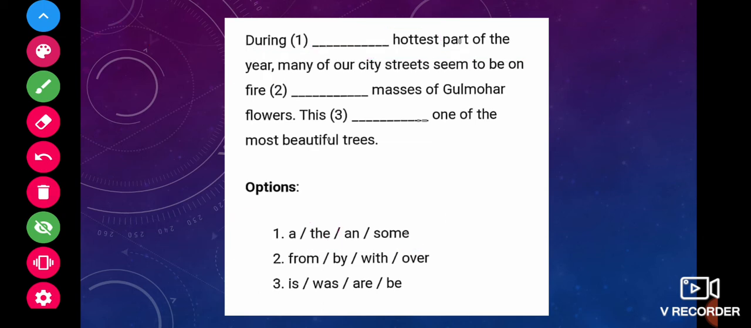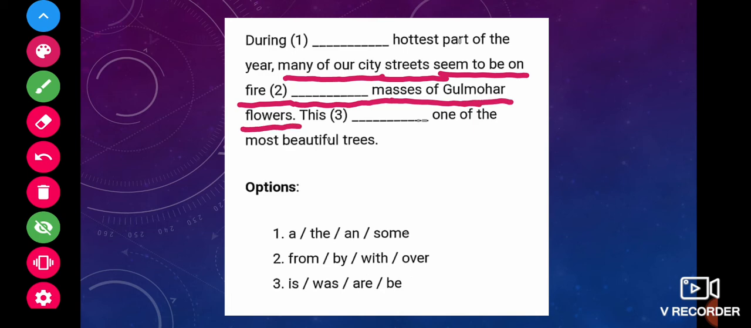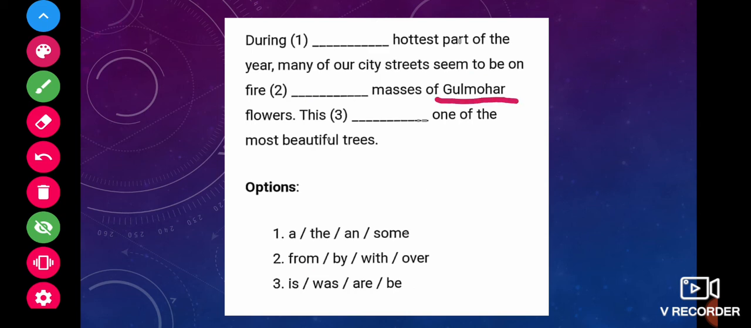Let us move ahead. "Many of our city streets seem to be on fire dash masses of gulmohar flowers." Now as we know, gulmohar flowers are orange in color, the color of fire. Because gulmohar flowers are spread all across the city, the streets look like they are on fire because of the gulmohar trees. So here these are the options: from, by, with, over. Because the city streets are spread with gulmohar flowers, here the answer will be with.